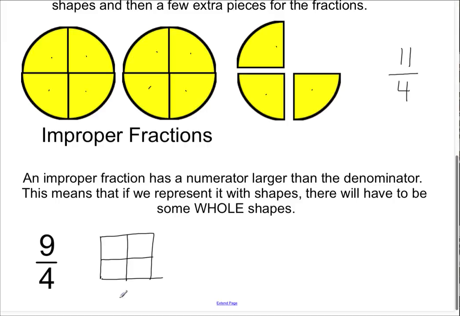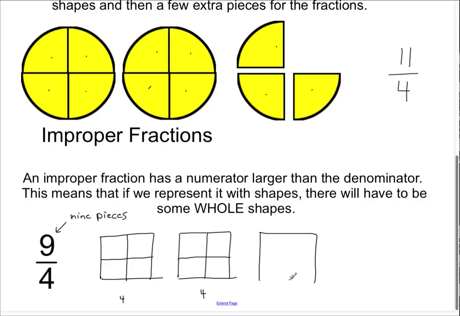So how many quarters do I have there? Well, there's 4. I need 9. This thing tells me I need 9 pieces, and this down here tells me how big my pieces are, and my pieces are in quarters. So I'm going to draw a second box and split it into quarters. Now, how many pieces does that have? Well, it has 4. So how many do I have in total? I've got 8. 8/4. Okay, I need 9, so I need one more quarter.